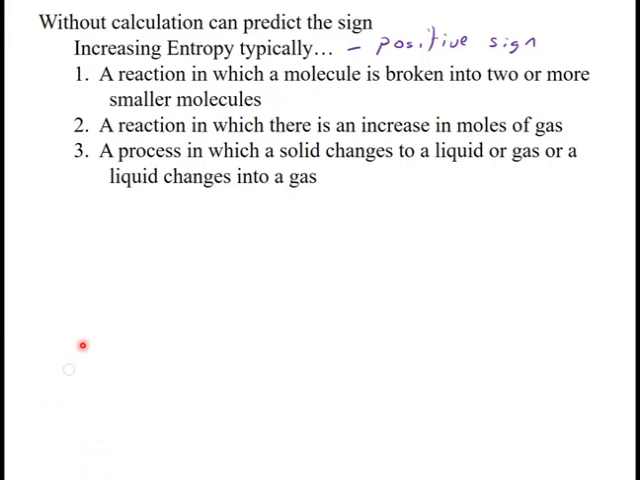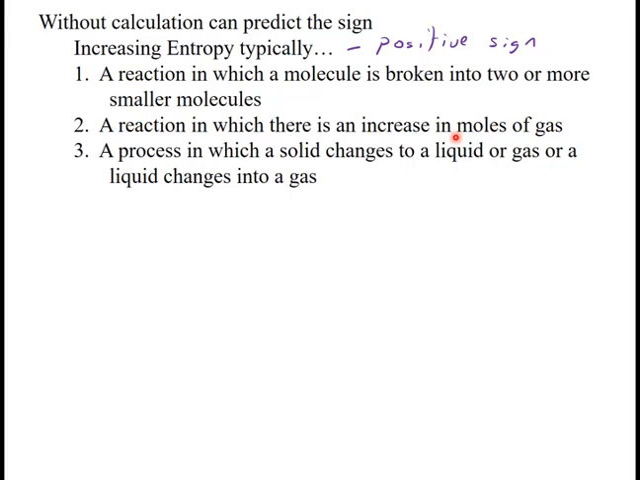The three things we're going to be looking at: if a molecule is broken into two or more molecules, in 1211 we call this a decomposition. So I'm going to have one reactant and two or more products. It will be positive. Second, a reaction in which there's an increase in the moles of gas, which means I have more moles of gas as a product than I do as a reactant.